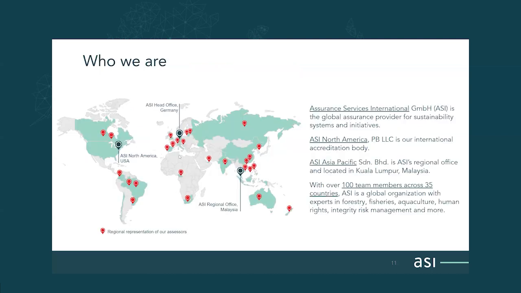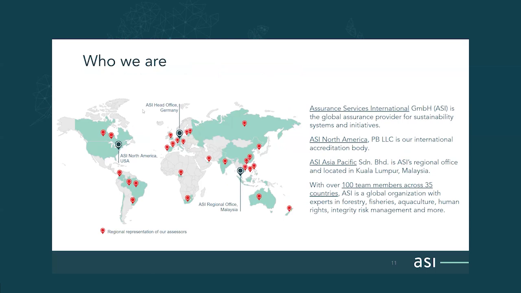Here, a brief overview of who we are today. You can see on this world map the red dots. This is where our assessors are based. So in some countries, we have several assessors. The red dots do not mean that we have only one assessor, for example, in a country. It could be more than one.